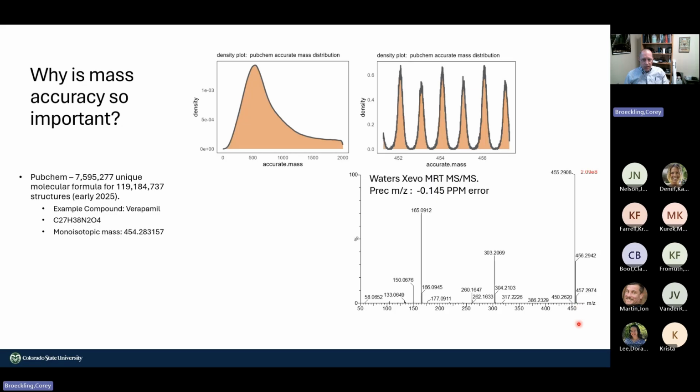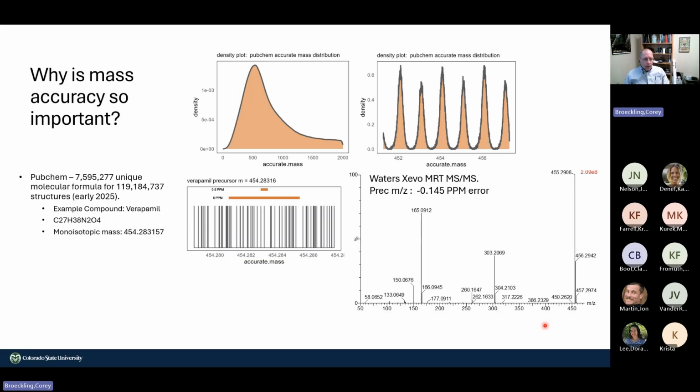So this is an MS-MS spectrum from that instrument. If you look at the precursor ion, the 455 M plus H, this has under 0.2 ppm mass error, which is great. And all of the fragment ions also have a similar mass error, since all of the MS-MS data is collected under the same TOF conditions as the precursor.